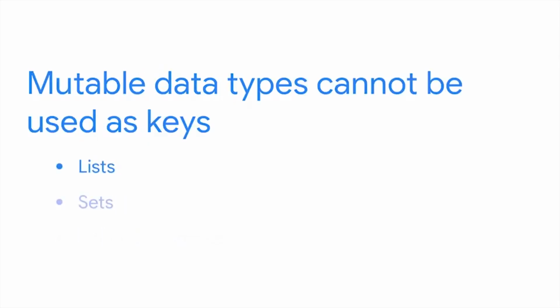A dictionary's keys must be immutable. Immutable keys include, but are not limited to, integers, floats, tuples, and strings. Lists, sets, and other dictionaries are not included in this category since they are mutable. Another important thing to note about dictionaries is that they're unordered.